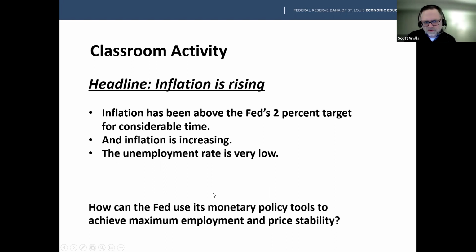Here's another scenario. This one is purely fictional, right? Inflation is rising. Inflation has been above the Fed's 2% rate for some time. Inflation is increasing, and the unemployment rate is very low, right? So let's say that this is the scenario. How could the Fed address this situation?